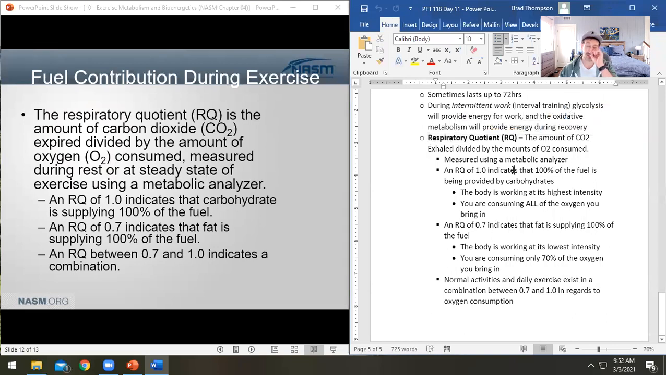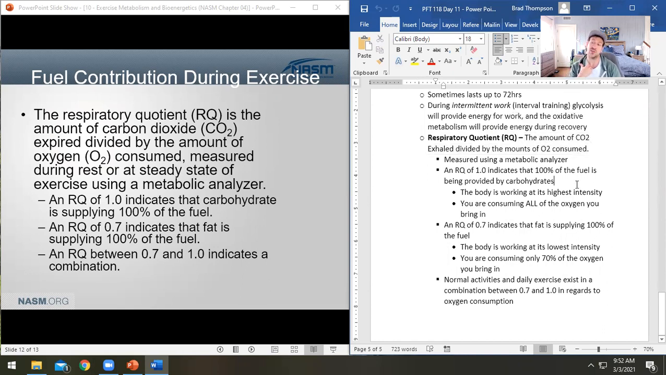So how do we actually measure this, if we had a lab to do this? How do we measure how much carbon dioxide we're burning versus how much oxygen? Well, that's where it comes down to what is called your respiratory quotient, or your RQ. This is the amount of CO2 that's exhaled versus the amount of oxygen that's inhaled.